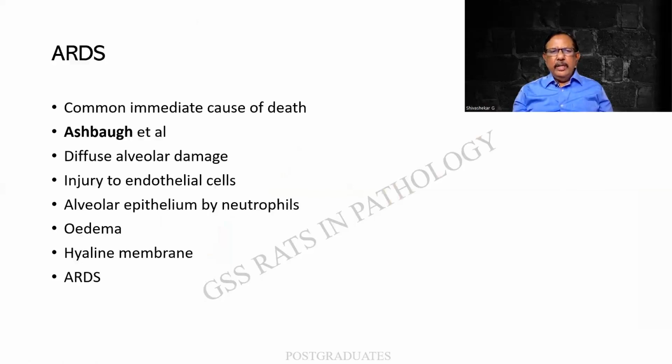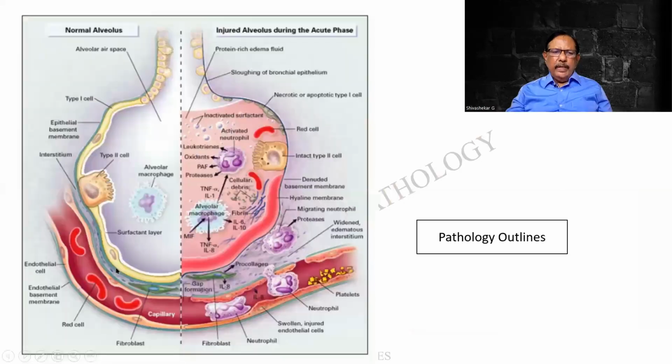Any disease, remember DIC, ARDS. There can be diffuse alveolar damage, injury to the endothelium and the alveolar epithelium by the neutrophils. Edema and hyaline membrane can be formed. So this is one thing that I would like you people to kindly follow.